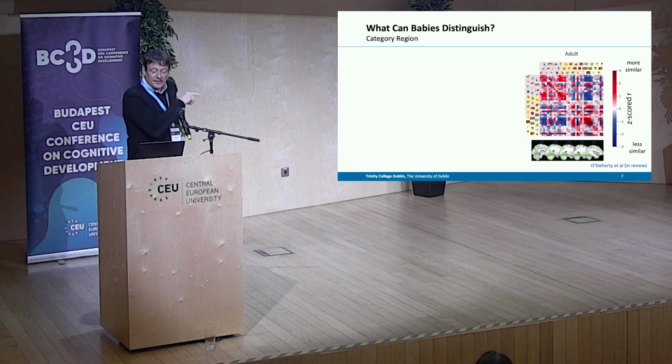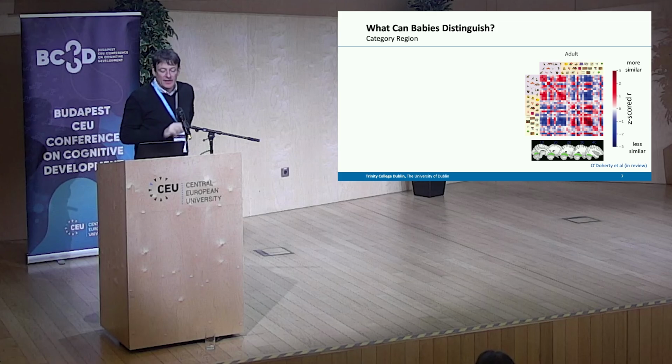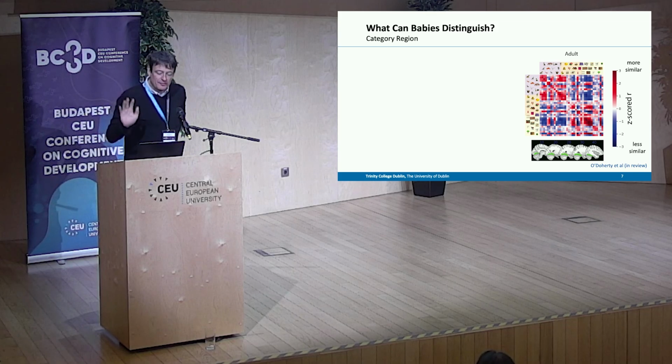And the third characteristic you might see is along that leading diagonal, you can see a kind of blocky structure. And that's telling us that three different cats are giving you more similar patterns of activity than a cat and a squirrel. So there's this sort of structure there. Okay, so this is what we see in adults.